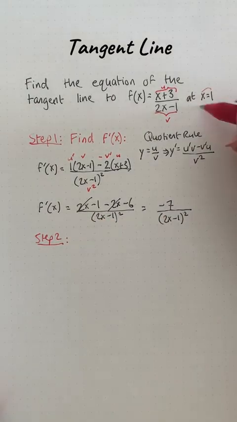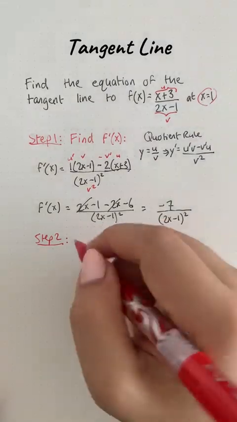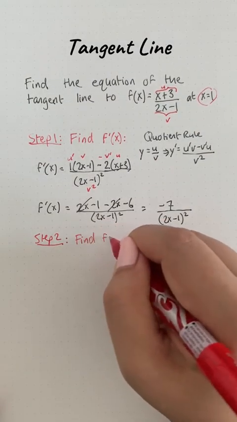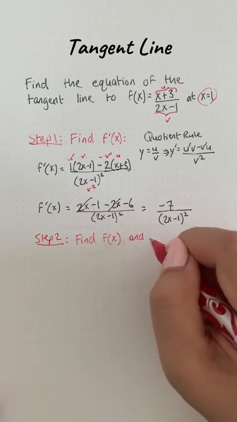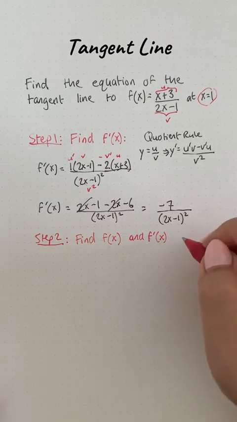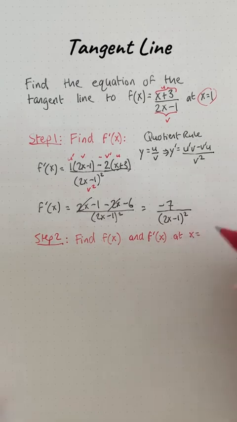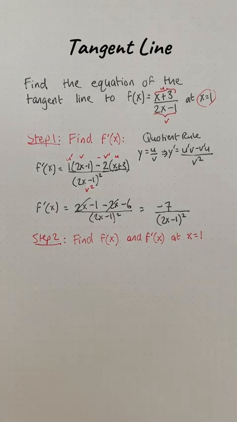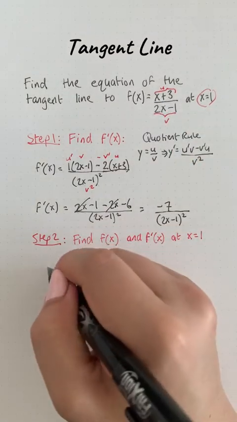We are going to find f of x and f prime of x at the value of x that they gave us. So at x equals 1, because we're trying to find the tangent line at x equals 1. So we need to find f of 1 and f prime of 1. And you're going to see why we're going to need these in step 3.